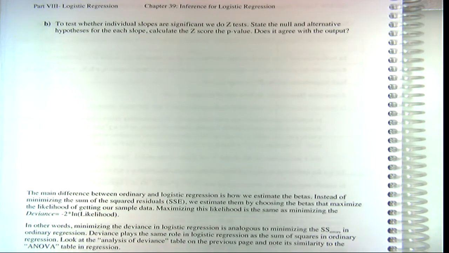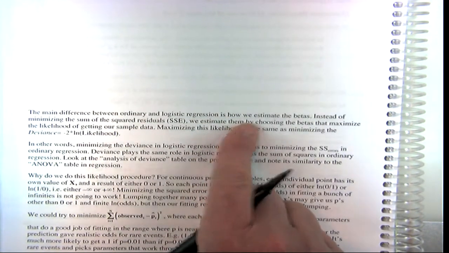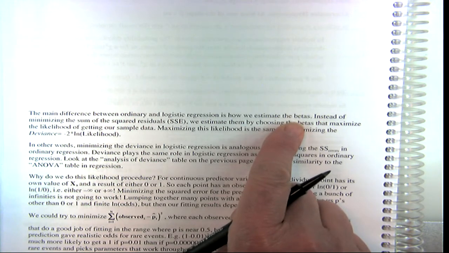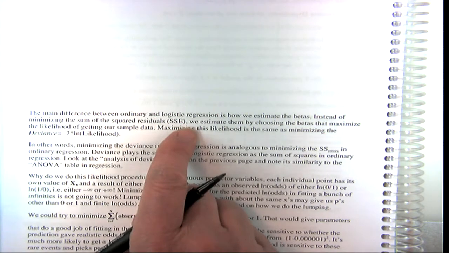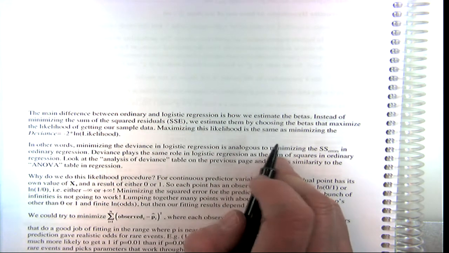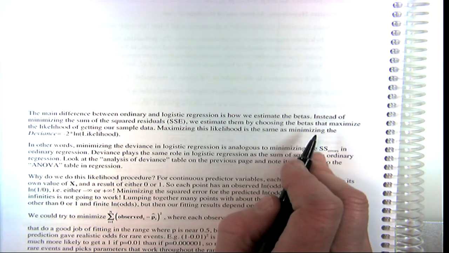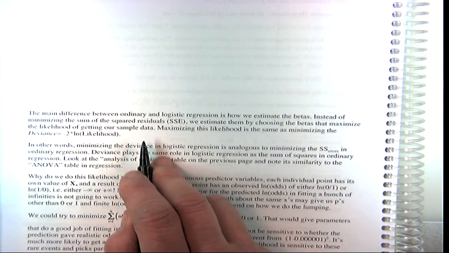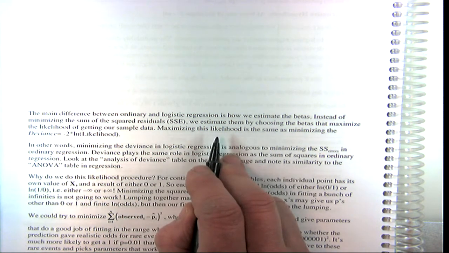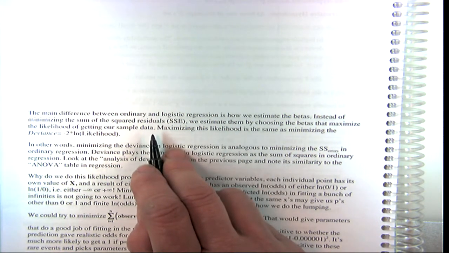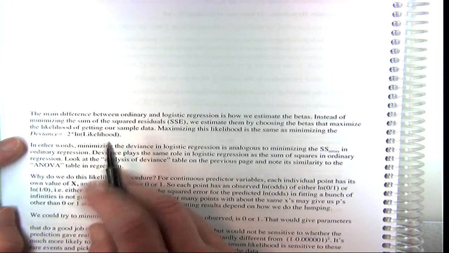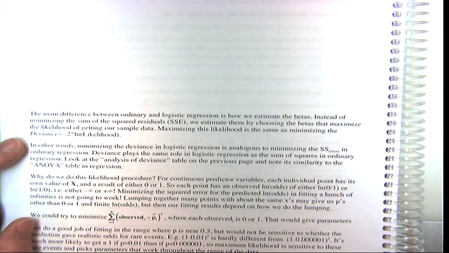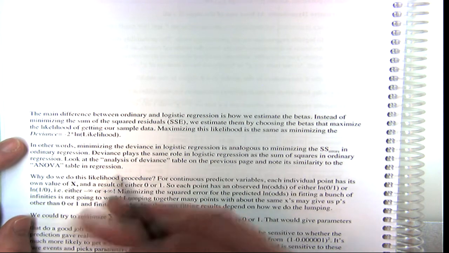The main difference between ordinary and logistic regression is how we estimate these parameters. Instead of minimizing the sum of squared residuals, we're going to use this maximum likelihood method. We're going to maximize the likelihood of getting our sample data, and that's the same as minimizing the deviance. So we're going to look at these deviance tables that match up very nicely with the ANOVA tables, sums of squares.